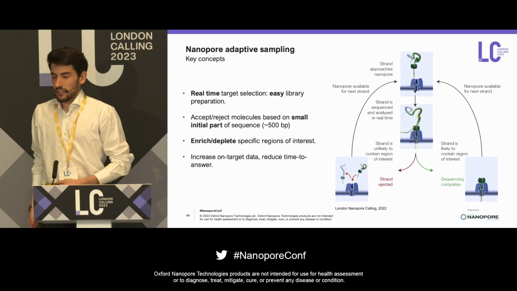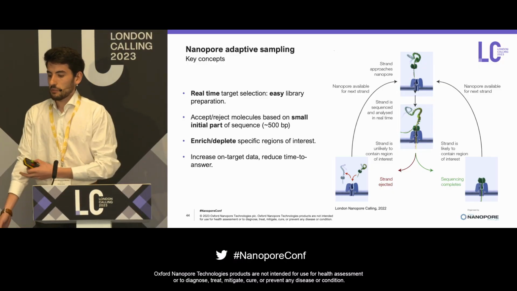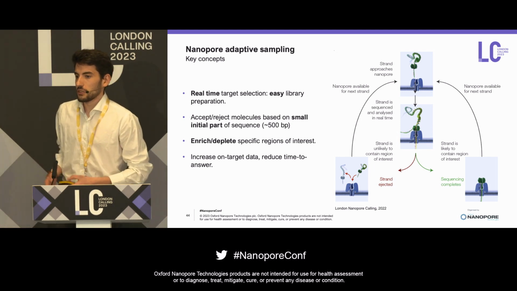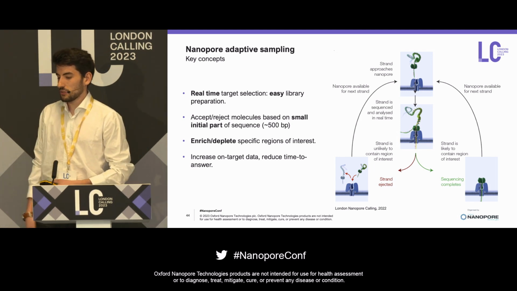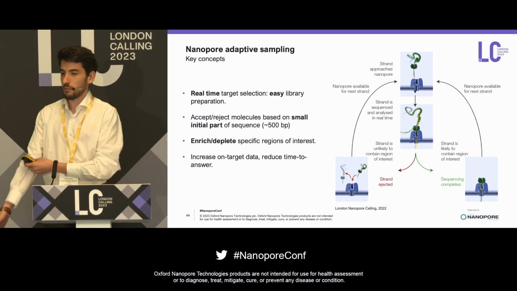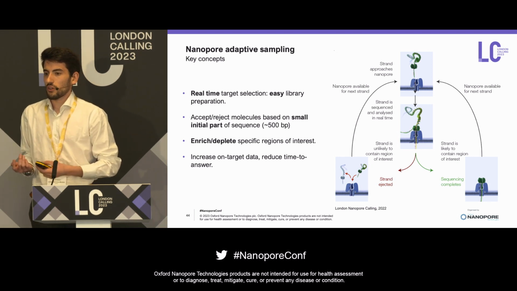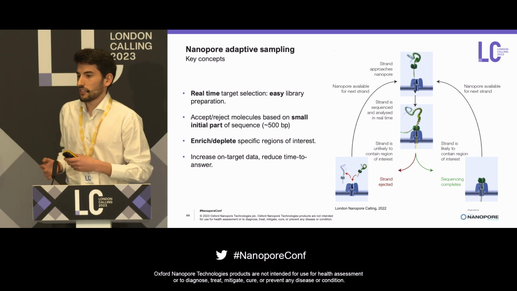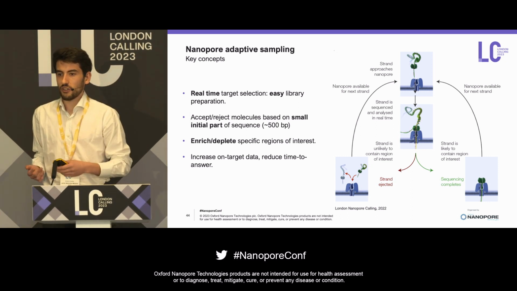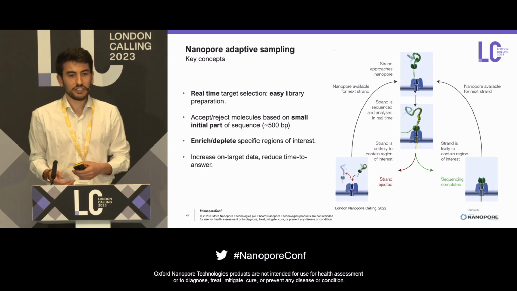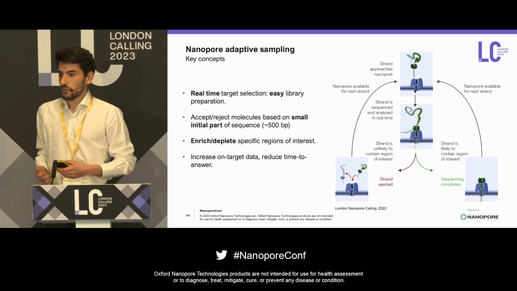I won't go into a lot of details about adaptive sampling after all the talks that we had yesterday. I will only like to say that adaptive sampling is a fast and flexible targeted sequencing approach that allows us to accept or reject molecules in real time, based only on the initial part of the sequence. So basically, when the strand enters the pore, the first 500 bases will be read, and based on this information, the algorithm will decide if the strand is likely or unlikely to contain the region of interest. And if the strand is unlikely to contain the region of interest, it will simply be rejected.